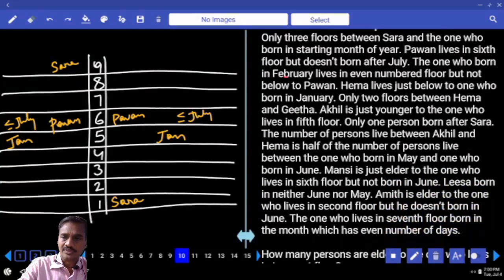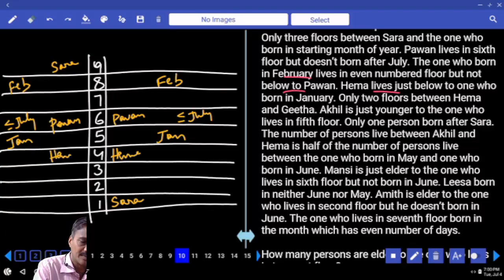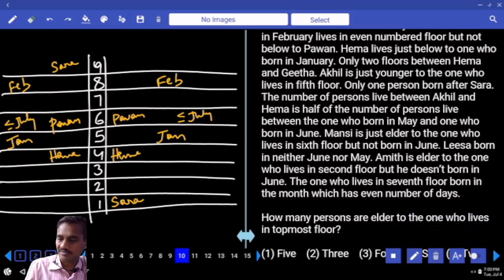The next one, the one who was born in February lives on an even number floor but not below Pavan. That person is above Pavan and lives on an even number floor. And the one who was born in February must be on the 8th floor. And Hema lives just below the one who was born in Jan. Now Hema is here and Hema is on the fourth. And only 2 floors between Hema and Geeta.